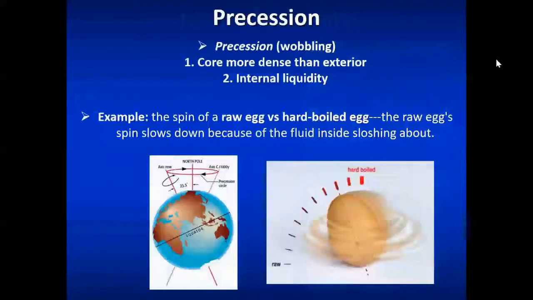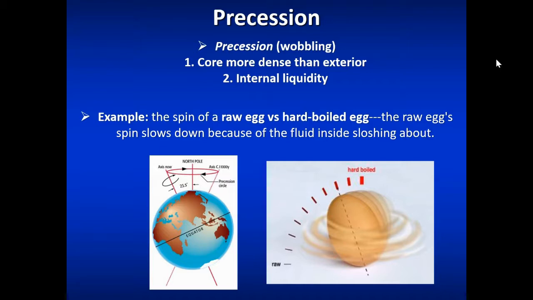What are some other things we can learn about the interior of a planet? Well, wobbling. We talked about this term earlier, precession, as it alters our view of the stars. Precession is caused because, one, the core is more dense than the outer materials, and we see that a lot in the planets. Depending on how much wobbling is being done and how it wobbles, we can tell exactly how much different the core is from the exterior.